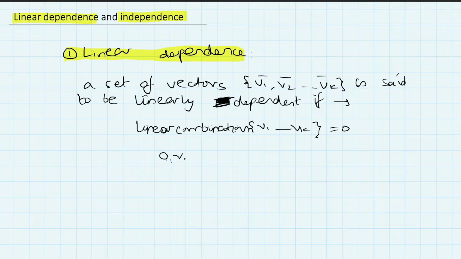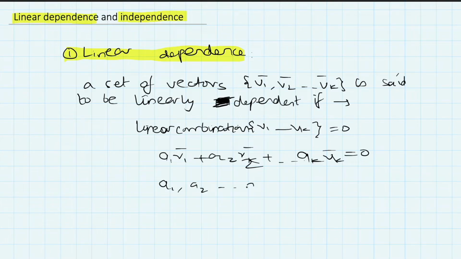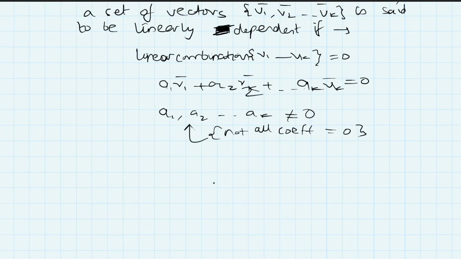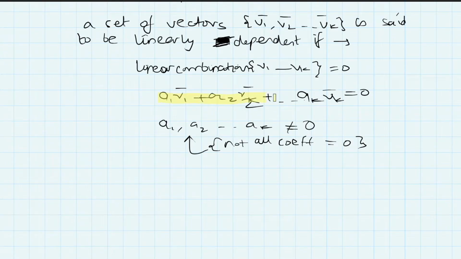What do I mean by that? That means for any given coefficient set, a1 v1 plus a2 v2 plus ak vk, this sum here has to be equal to 0 without the coefficients a1 up till ak all being equal to 0. So not all coefficients equal to 0. What does this mean? This means that one of a1, a2, ak or several of them might be non-zero, but the sum right here, the linear combination, is turning out to be 0. So it's very important.